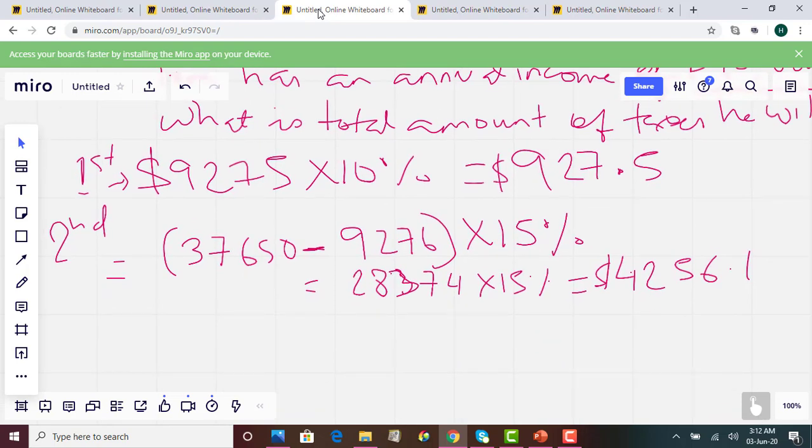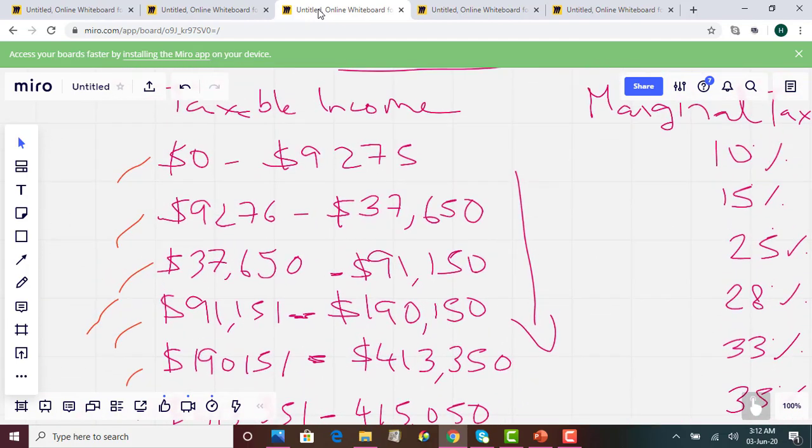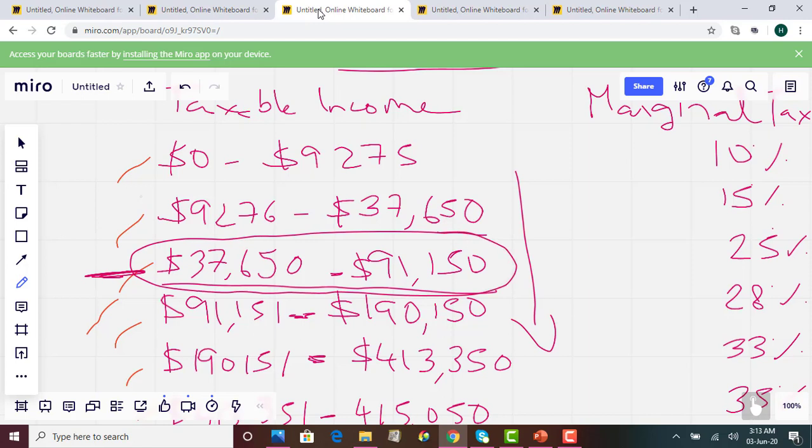Now his income did not stop at 37,650. He is actually making 40,000. So we have to go to the third layer, but we have to stop in this layer because he's not making more than 91,150. So we don't have to go after that. If he was making 100,000, then yes, we would use the next layer. But in this case, he's only making 40,000. So we will stop at this level, but we are not going to do 91,150 minus 37,650 because he is not earning that income. He's only earning up to 40,000.